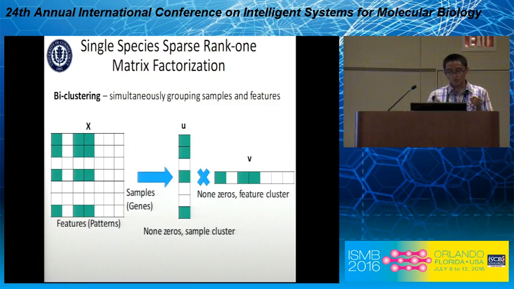And we have two objectives in this factorization. We want the product of U and V to best approximate X. And the other objective is we want U and V to be sparse. So we can obtain clusters by looking at non-zero entries in these two vectors. More specifically, the genes with non-zero entries in U will form the gene clusters. The features or patterns with non-zero entries in V will be the patterns the genes in the identical cluster follow.